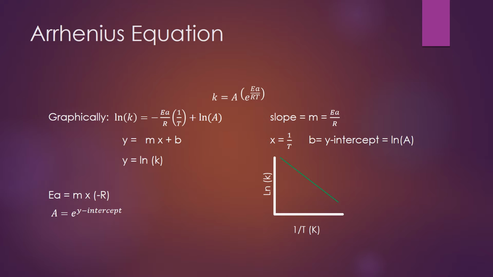The activation energy can also be found graphically when the natural log of k, or the rate constant, is compared to the inverse temperature in Kelvin. It's in the form of y = mx + b, where y is the natural log of k, the slope, or m, is the activation energy over the gas constant, x is the inverse of T, or temperature, and b, or the y-intercept, is the natural log of A. And you can find here the shorthand equations for activation energy and frequency factor.